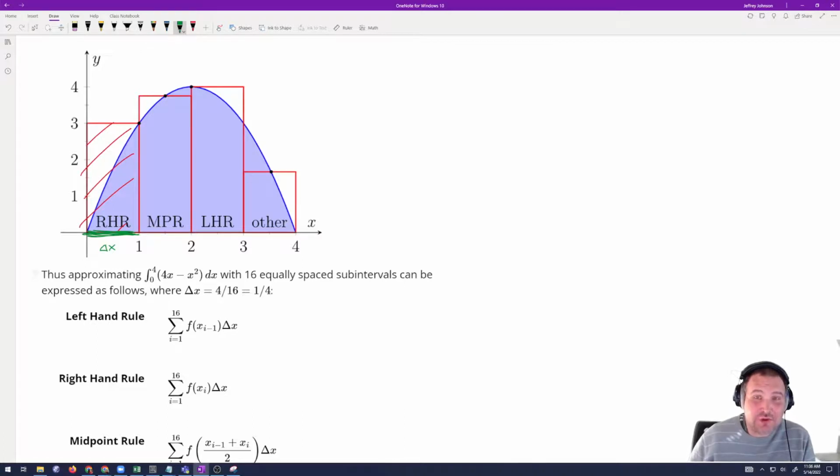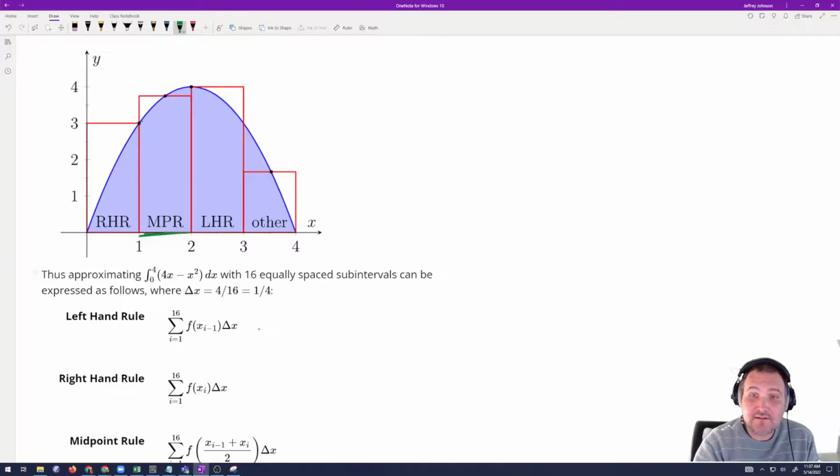Well, we have a lot of choices to make. Is the height of this rectangle going to be the height at the right endpoint, or is it going to be the height at the left endpoint? This one's called a right-hand rule because the height of the rectangle is determined by the right-hand side of the rectangle. Now let's take a look at the next one in contrast.